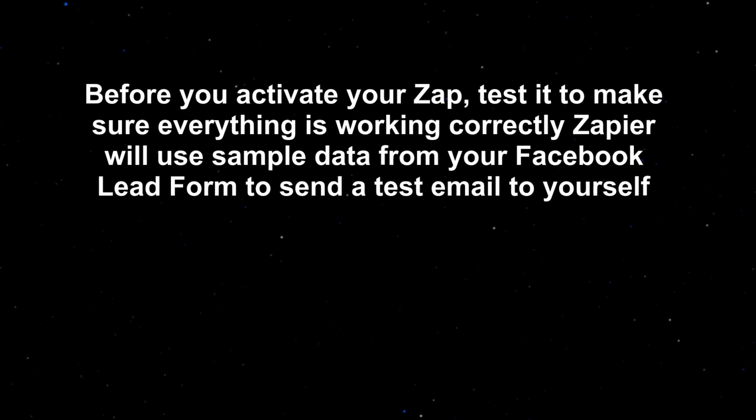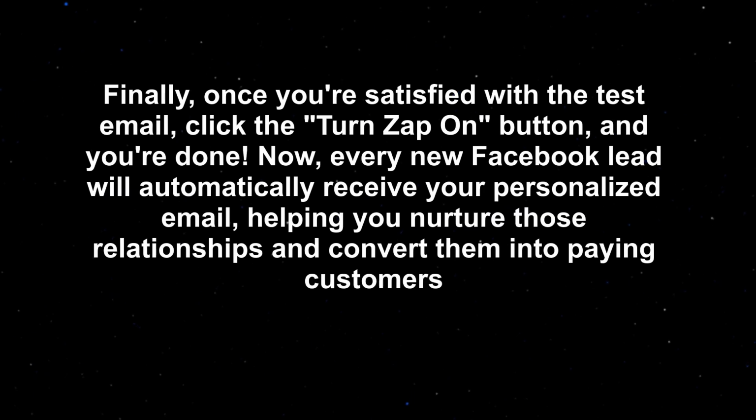Before you activate your Zap, test it to make sure everything is working correctly. Zapier will use sample data from your Facebook lead form to send a test email to yourself. Finally, once you're satisfied with the test email, click the Turn Zap On button, and you're done.